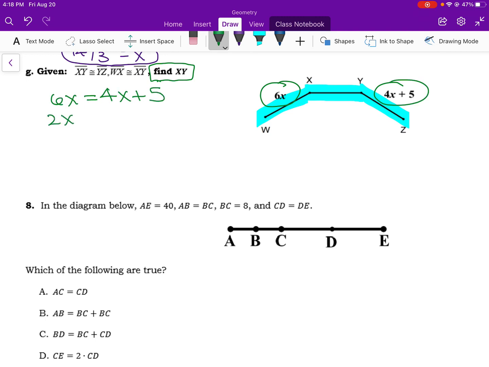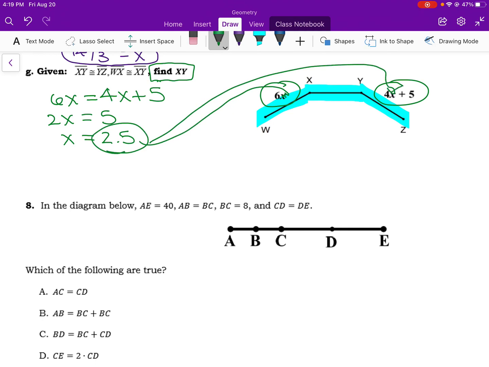If I subtract 4x from both sides, I would get 2x equals 5. Divide both sides by 2, I would have x equals 2.5. But notice it's not asking for x, it's asking for XY. So if I were to take 2.5 and plug it back into either spot for x, I would get the same measure. So let's see with 6 times 2.5.